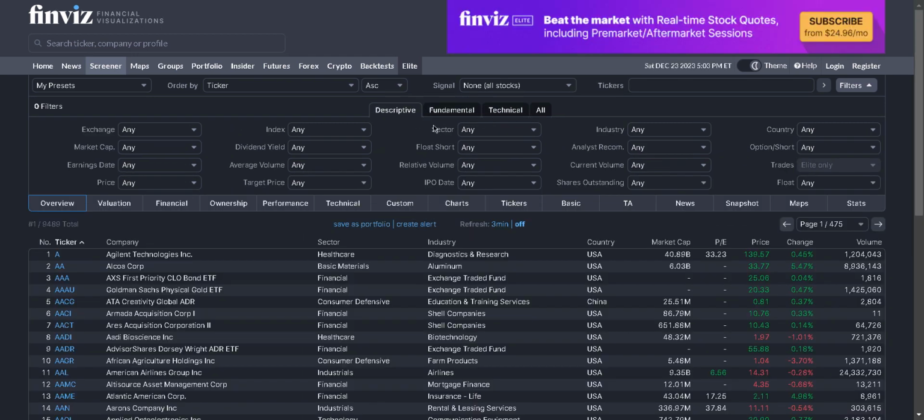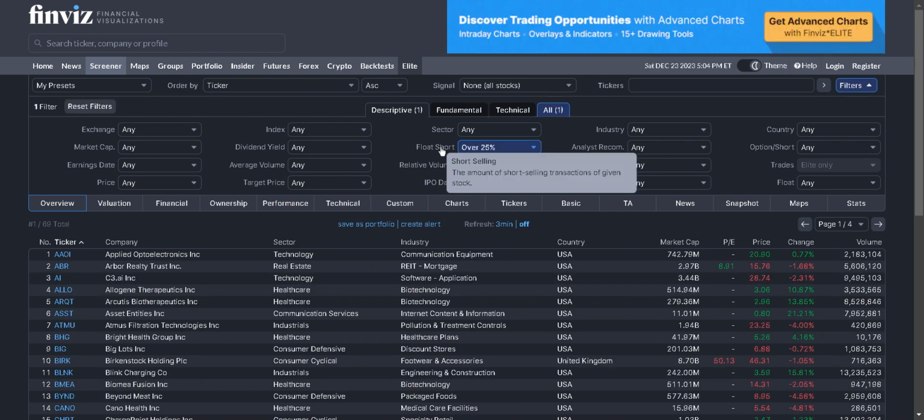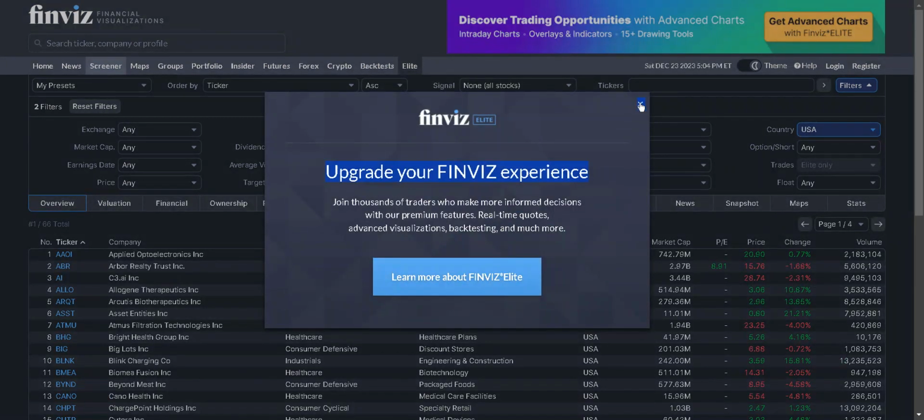Actually, no, do not go to technical, but go to descriptive. You want the float short to be over 25%, right here. Float short is basically the amount of short selling transactions of a given stock, the percent of the actual available issued shares of a stock actually being traded short. So you want to put this over 25%. My personal preference, which you don't really have to do, is I just put USA.